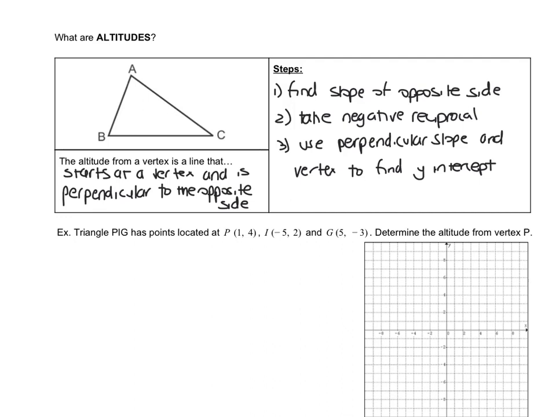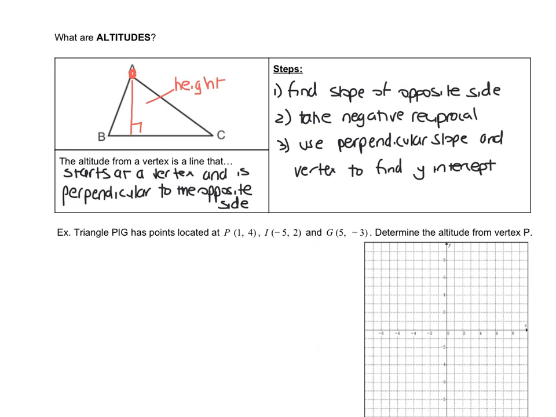The altitude is a line that can be found inside a triangle that will start at a vertex and it will be perpendicular to the opposite side. So let's say my altitude starts at vertex A, then it will go directly to BC, which is the opposite side, and be perpendicular to it. So this is really the height of your triangle.